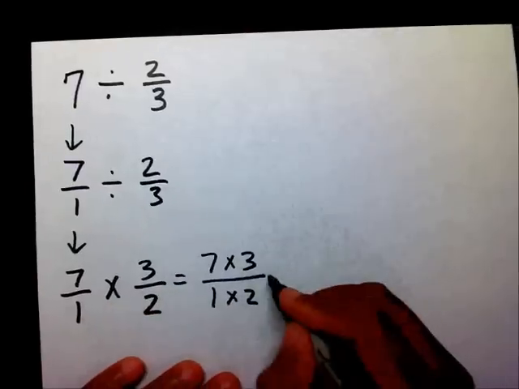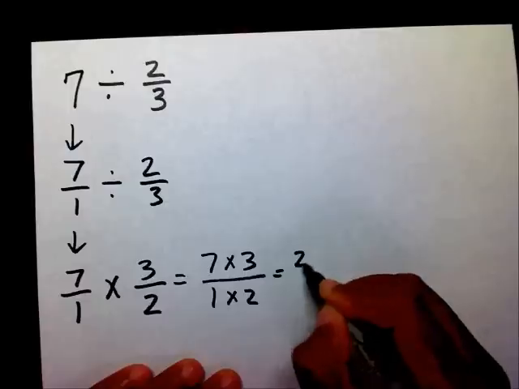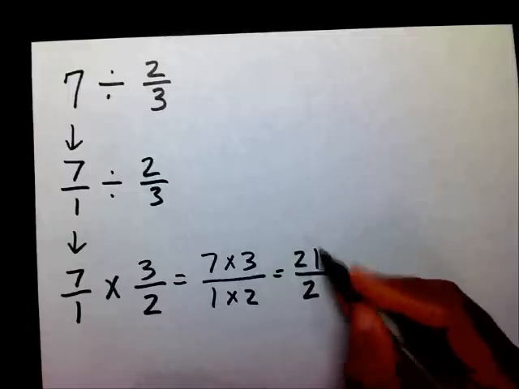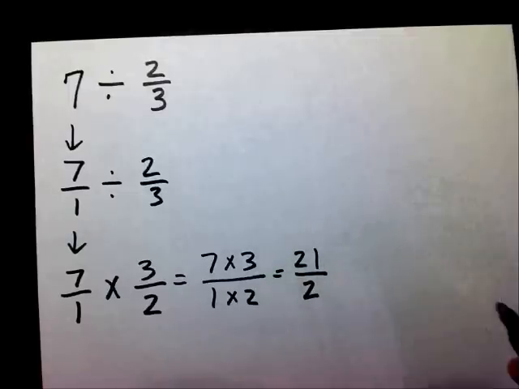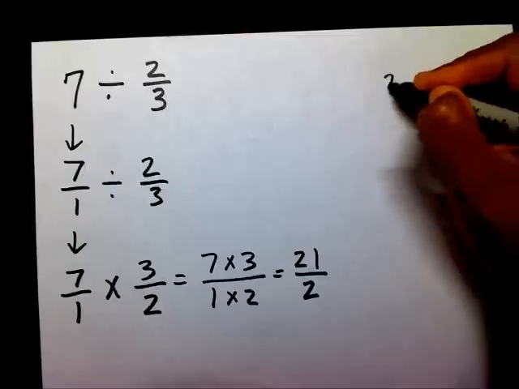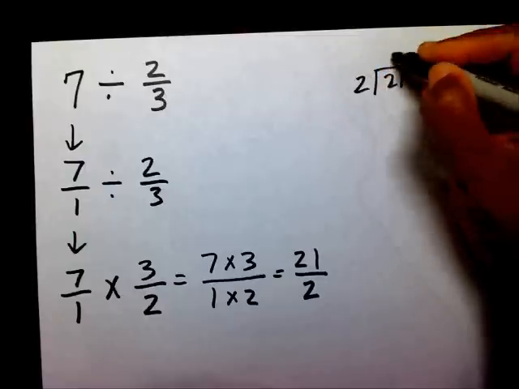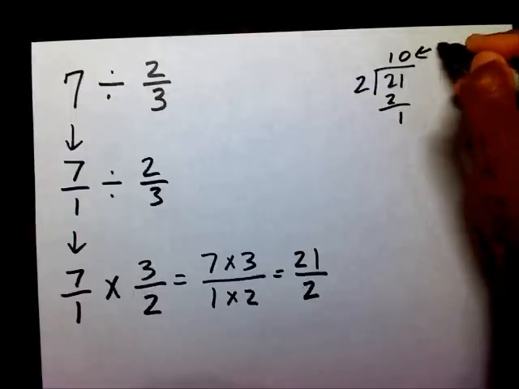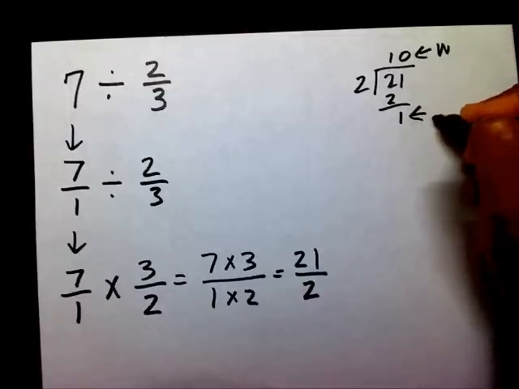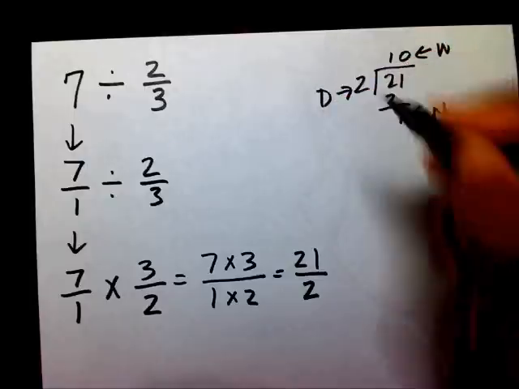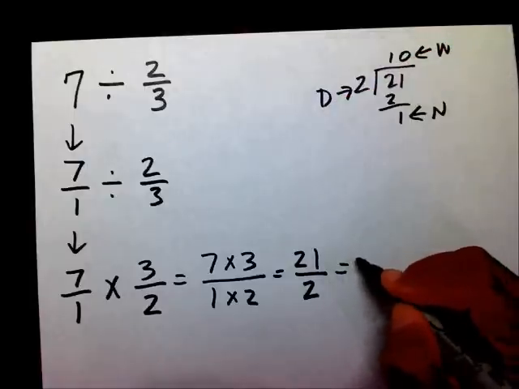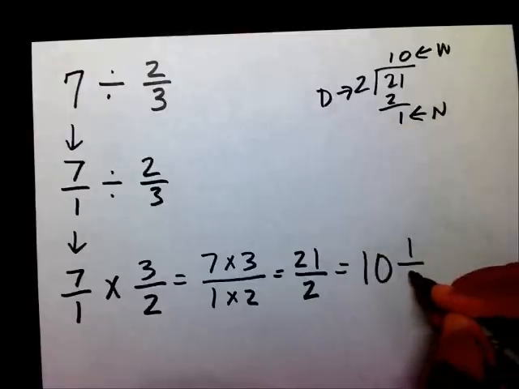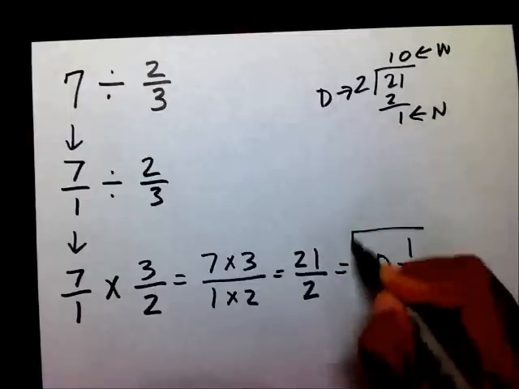Okay? So, what is 7 times 3? 21. What is 1 times 2? 2. This time I have an improper fraction, so I need to divide 21 divided by 2. This is my whole number. This is my numerator. This is my denominator. So I have 10. My numerator is 1. My denominator is 2. And I know that 1/2 is in lowest terms.